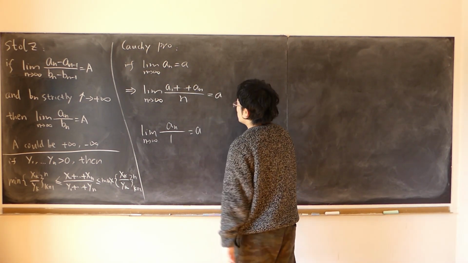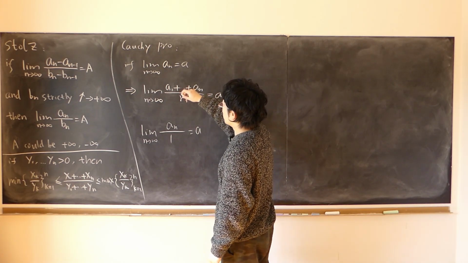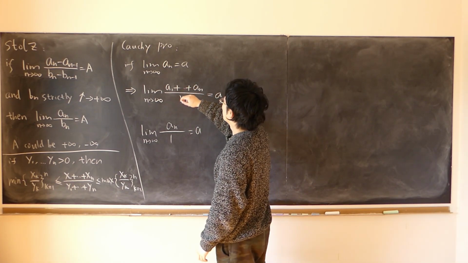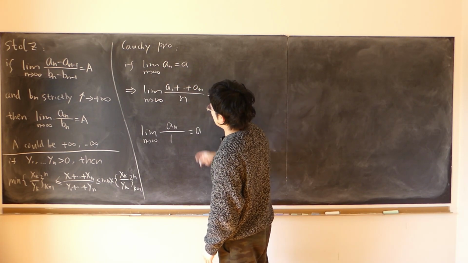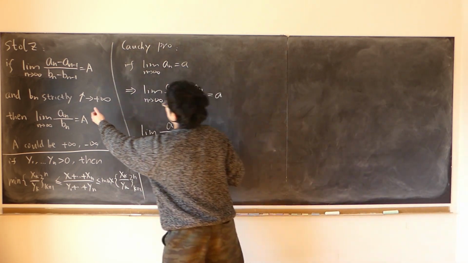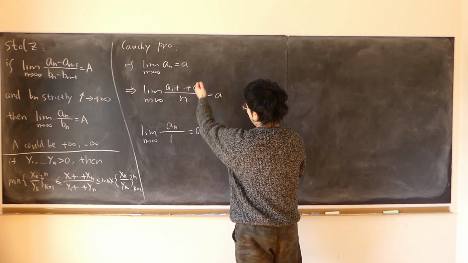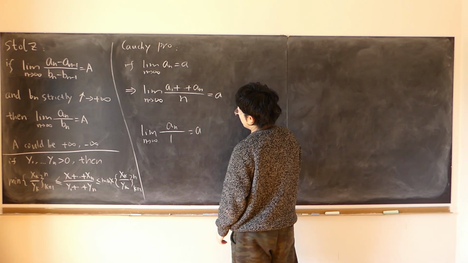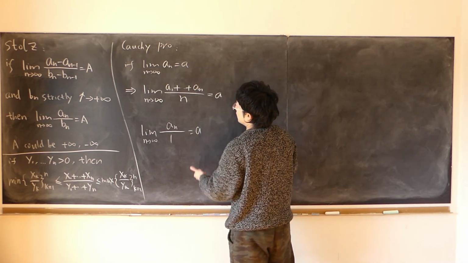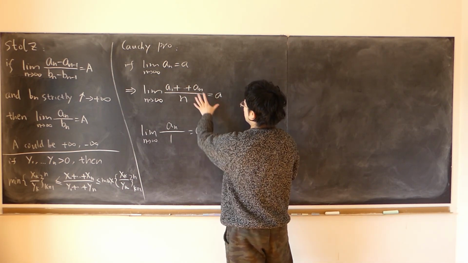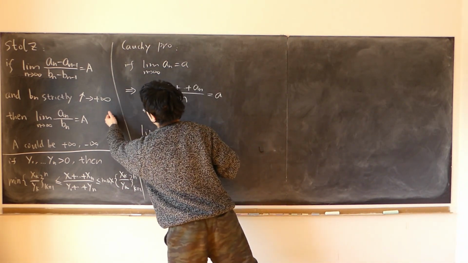And so previously using epsilon language, we required A to be a finite number, but using Stolz theorem, we don't even require A to be a finite number, right? Even if A is positive infinity, this is still true, right? Using Stolz theorem.